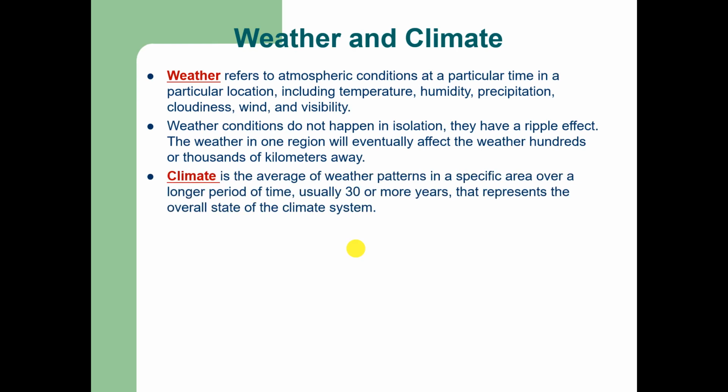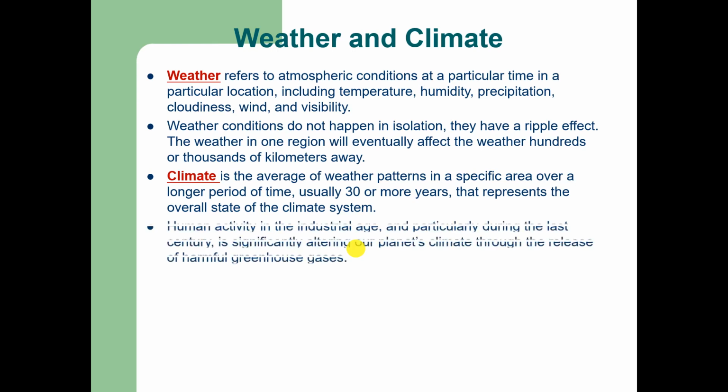Climate, on the other hand, is the average of weather patterns in a specific area over a long period of time, usually 30 or more years, that represents the overall state of the climate system. So it means that weather is atmospheric conditions at a particular time in a particular location, whereas climate is the average of the weather patterns in a specific area over a long period of time, maybe 30 or more years.